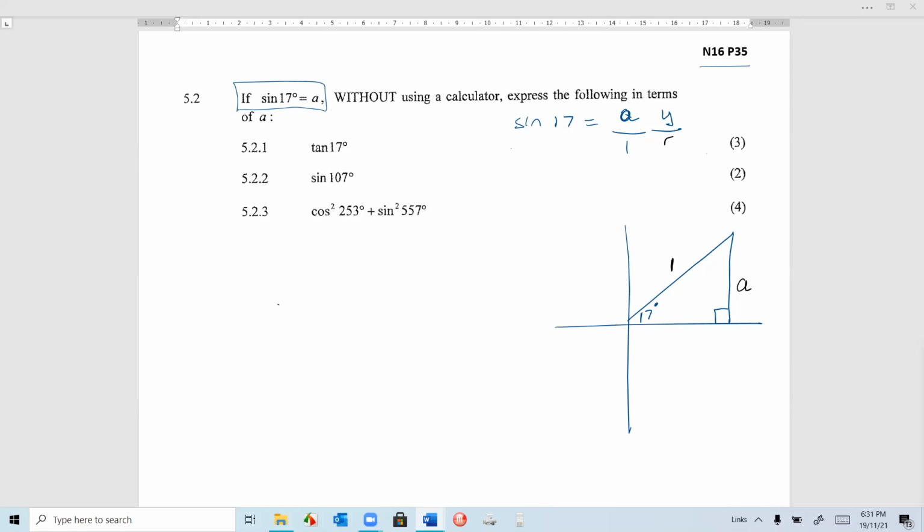Remember, your definitions are crucial. Get it into your brain, memorize it. I'm going to write the definitions down, because I'm going to be using them quite often. Remember, sine theta is Y over R. Cos theta is X over R. And tan theta is Y over X.